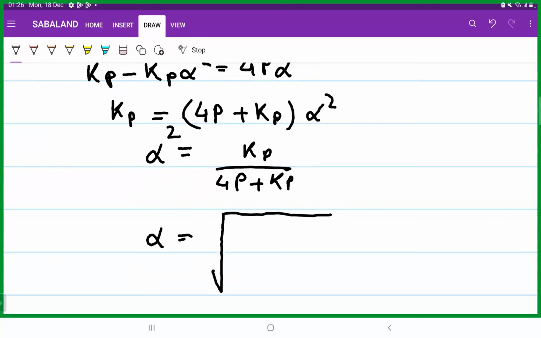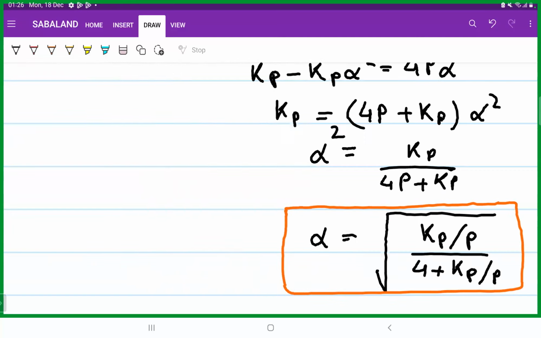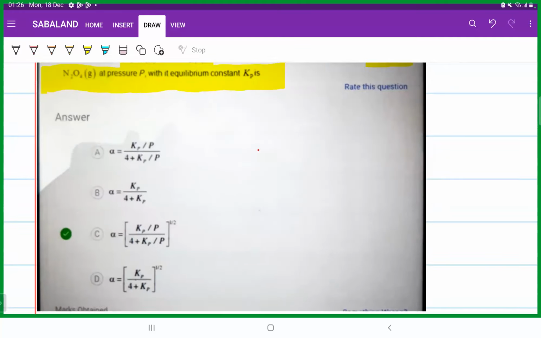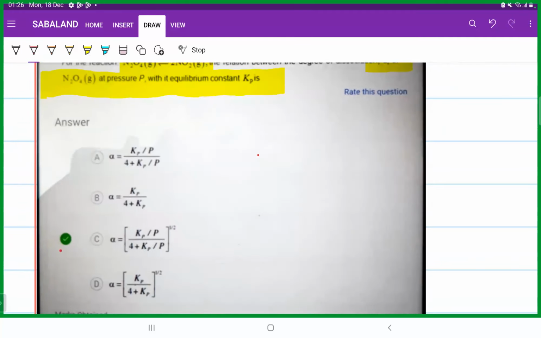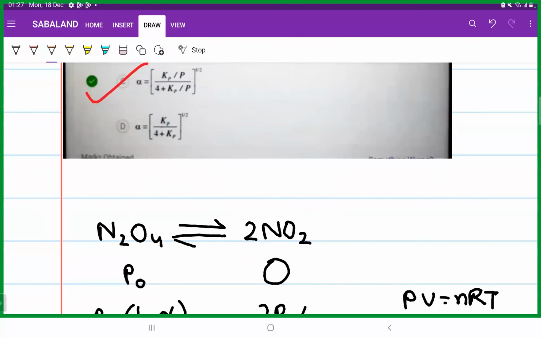And therefore alpha is equal to root. Now let's do one thing. Let's divide the numerator and denominator with P, because that is the form in which the options have been given, Kp by P. So there you have it. This is the answer to your question. Okay, option number C.